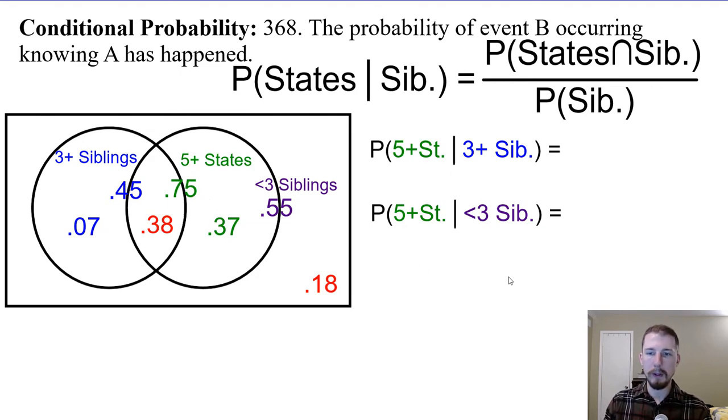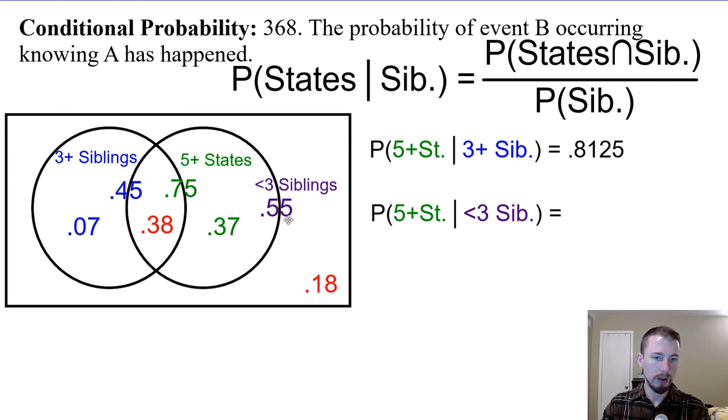Okay, so on this one, we want to find the probability that you had traveled to 5 or more states given that you had 3 or more siblings. So of those who had 3 or more siblings, that's out of the 45%. So that's going to be in the denominator. We're looking for the 38%. So 38 out of the 45% would be 81%.